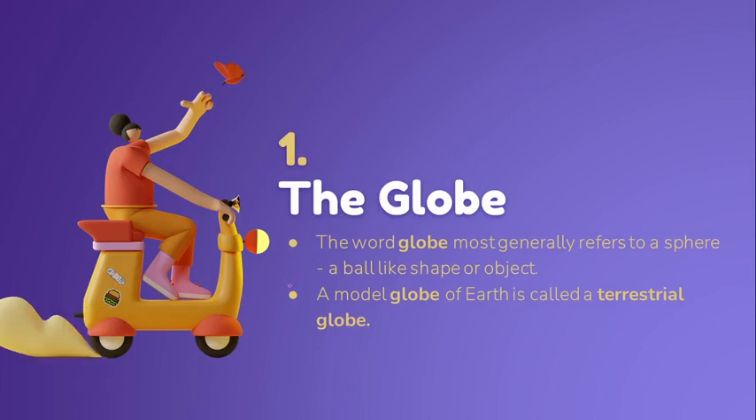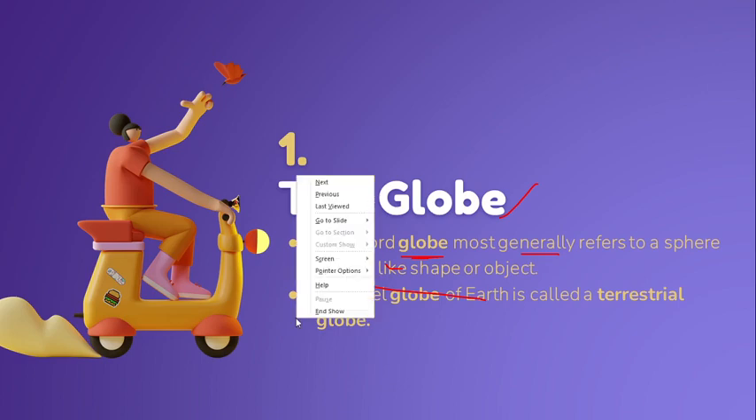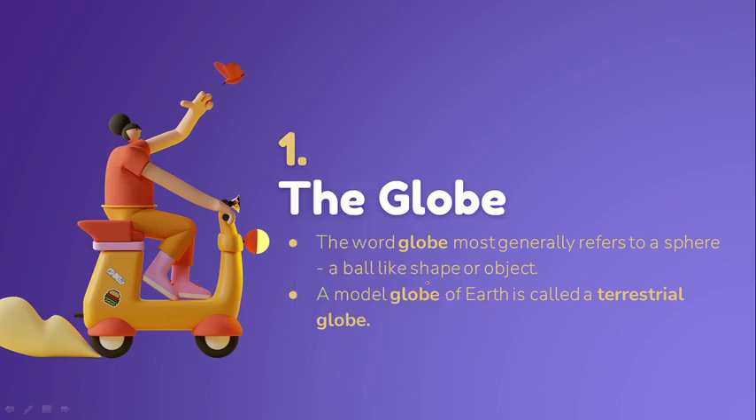So coming to our first one, I'm not giving any quiz right now. About the globe, what is the globe? The word globe most generally refers to a sphere like a ball, a shape or an object which is a sphere. In this way it will be 3D. The model globe of the earth is known as the terrestrial globe.